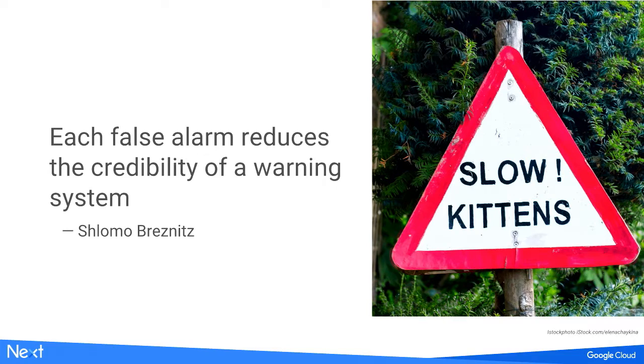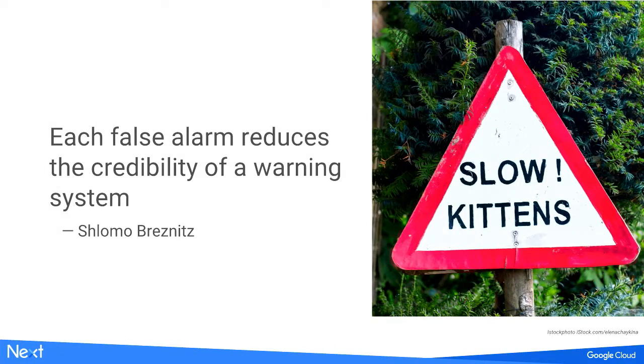So false alarms and repeat warnings as well. This is quite interesting. So, slow kittens. I'm sorry, I pulled this one out earlier. We had to mention kittens in Google Talks. It's a rule of the company. So each false alarm reduces the credibility of a warning system.